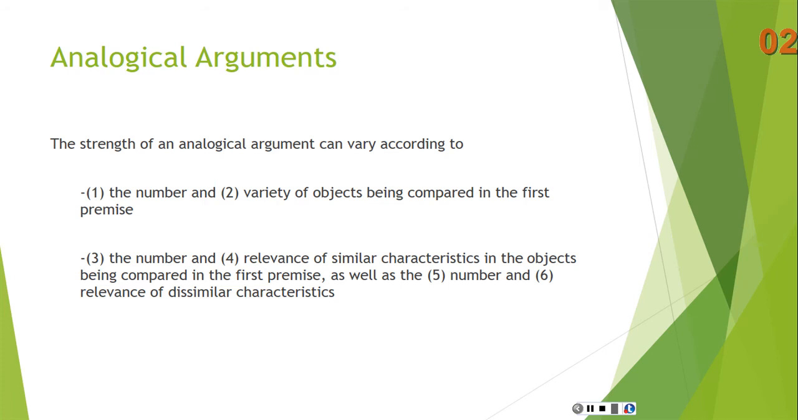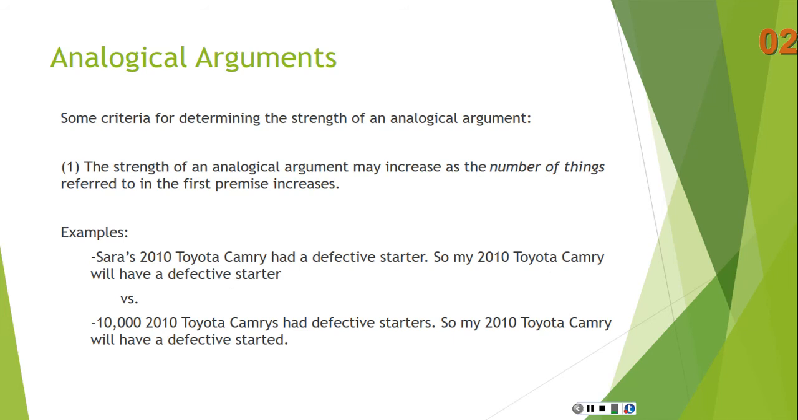So, the strength of an analogical argument can vary according to 1 and 2, the number and variety of objects being compared in the first premise, and then 3 through 6, the number and relevance of similar characteristics in the objects being compared in the first premise, as well as the number and relevance of dissimilar characteristics. We'll go through each of those in turn. And then we'll look at a few other characteristics as well. Okay, so number 1, now we're going into detail with each of those criteria.